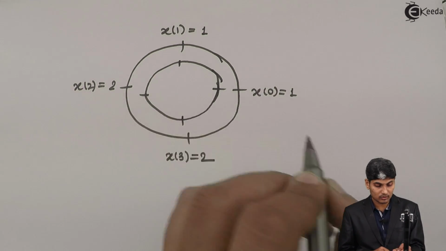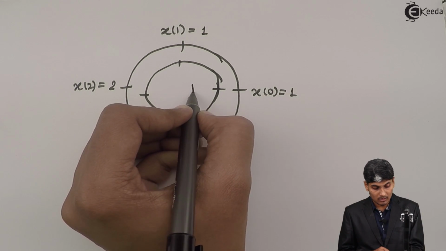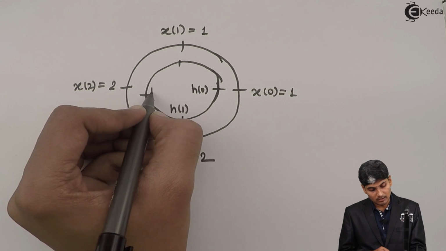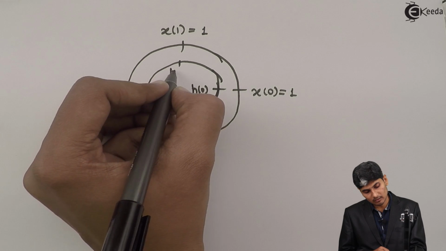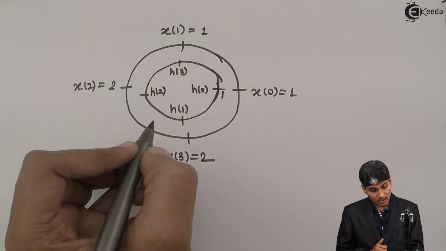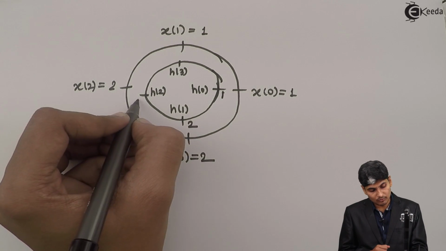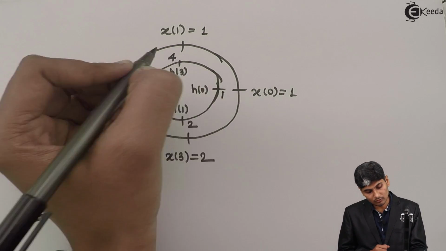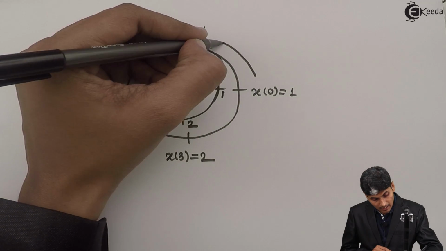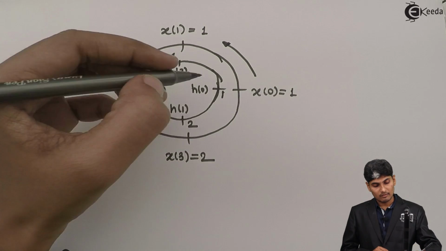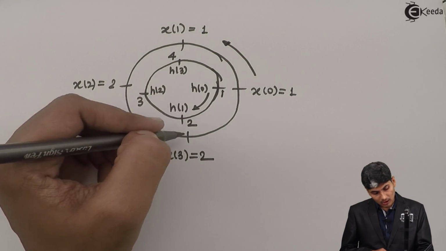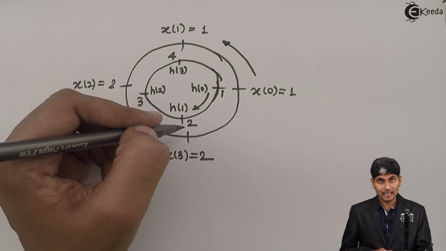which will have my h of minus n sequence. So here comes h of 0. I'll write like this, h of 0, then here is h of 1, then here will be h of 2 and here will be h of 3. So h of 0 was 1, h of 1 is 2, h of 2 is 3, h of 3 is 4. So x goes anti-clockwise, whereas h goes clockwise.